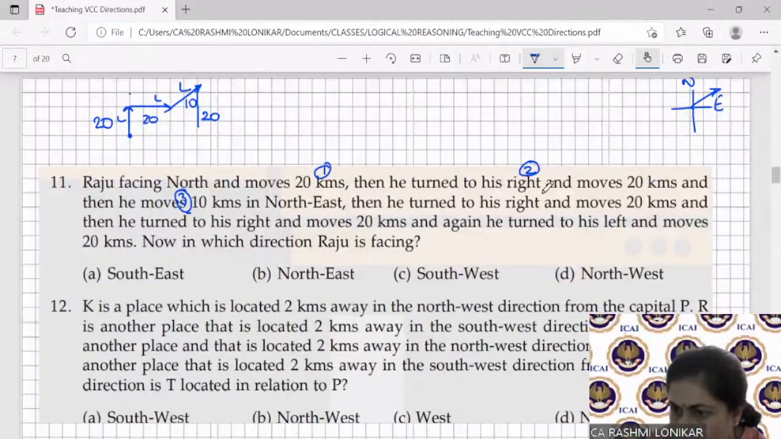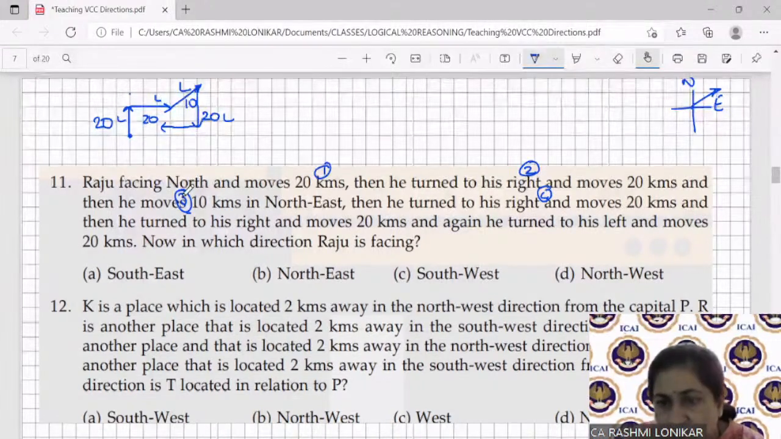Okay, so this is the fourth thing we are doing. Moves 20 kilometers. So he's moving like this. So this is his left. Then he turns right and moves 20 kilometers. And then he turns right and moves 20 kilometers again. This is his left. And then he turns to his left and moves 20 kilometers. So fourth, this is his fifth, and then this is his sixth.